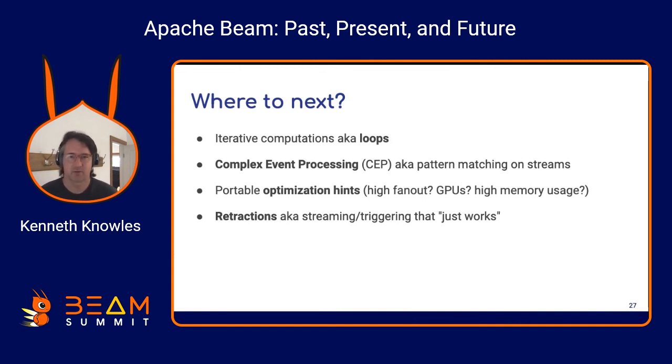Let's see. Portable optimization hints. This could have gone under operational concerns, but I think it's a little bit different. A lot of runners are not going to automatically run things correctly or well, right? You need to tell Flink what the parallelism is going to be, or you need to tell Dataflow what kind of machine certain functions that you've written are going to need.